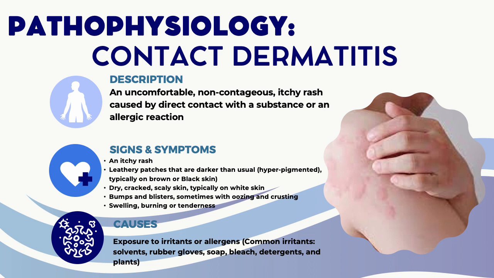So the description of this is an uncomfortable, non-contagious, itchy rash caused by direct contact with a substance or an allergic reaction. Signs and symptoms of this do present as a rash, leathery patches that are darker than usual, also called hyperpigmentation, typically on brown or black skin, dry, cracked, scaly skin, typically on white skin, and they're going to have bumps and blisters, and they sometimes ooze and crust. They'll swell and burn and have tenderness.